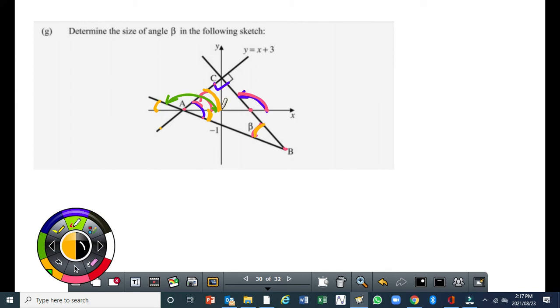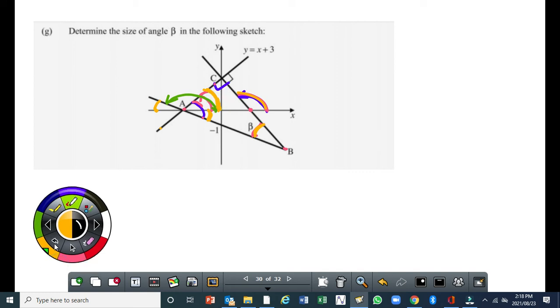Now, in my case, I'm not going to use this straight line here. I'm going to find this angle, right? Or rather, if I do that, I may end up complicating things. Let me find the size of that angle. Right, let me label this point here.